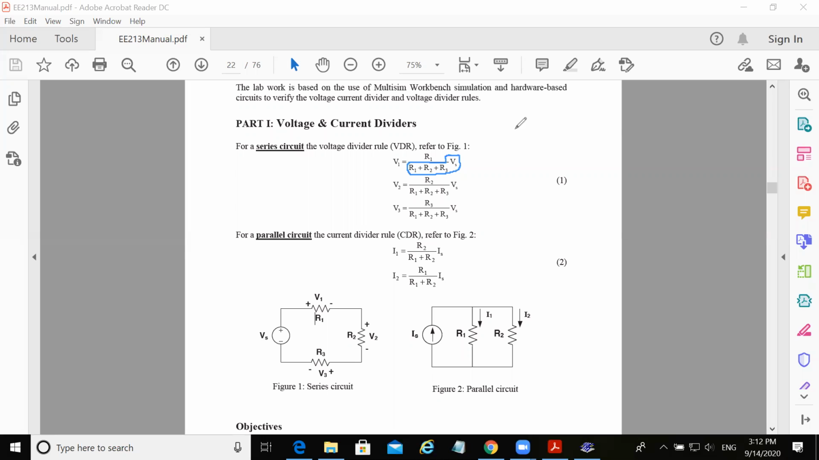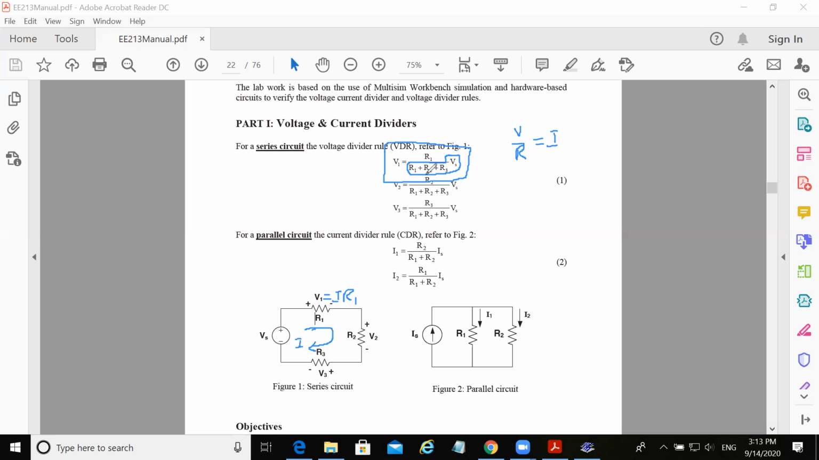So according to Ohm's law, V over R is the current. So this quantity Vs divided by R1 plus R2 plus R3 is in fact the current that is flowing in this circuit. So if I multiply this current by R1, I will get V1, right? According to Ohm's law again, I multiplied by R1. So this relationship here, V1 is equal to R1 divided by R1 plus R2 plus R3 multiplied by Vs, is achieved using this very simple concept of Ohm's law.